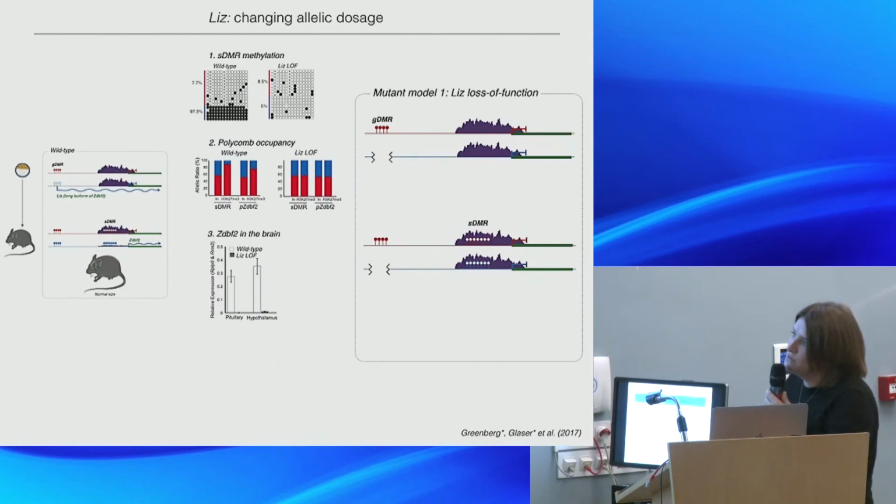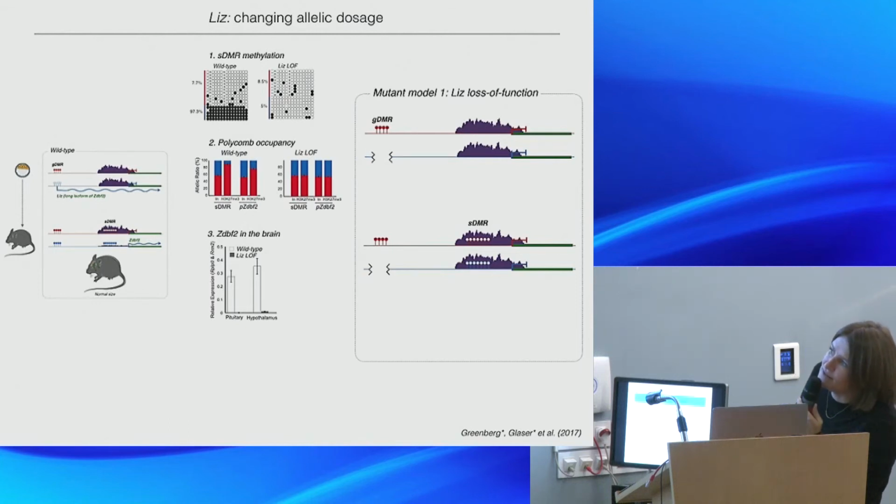So what we found when we looked at these regions which are supposed to gain methylation on the paternal allele is that there was no gain of methylation on the paternal allele, meaning that LIS seems to be required to promote deposition of DNA methylation on this secondary DMR. And this was in the context also of a retention of this block of polycomb repression that sits over the ZBF2 promoter. You can see here it's an allelic assay for ChIP.